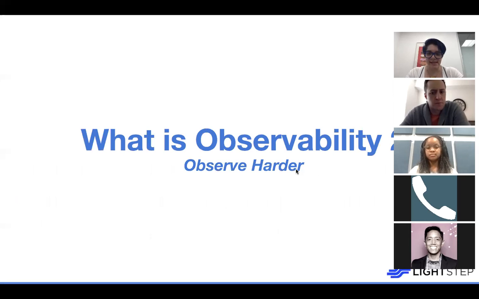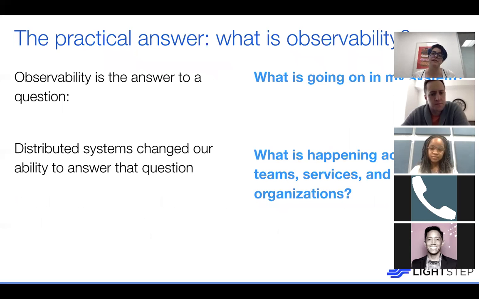So let's try this again. What is observability? The sequel, the easier definition, right? These are its foundations, but what does it mean for us? The practical answer here is that observability is really the answer to a question. What is going on in my system?